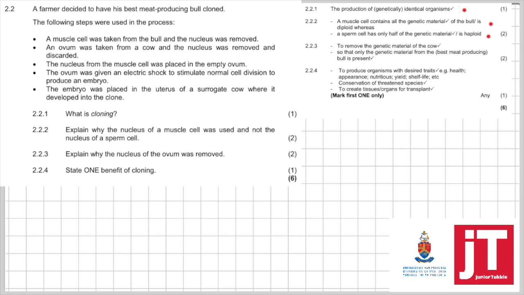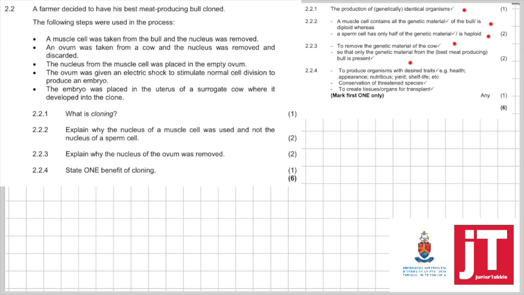2.2.3. Explain why the nucleus of the ovum was removed. Right. To remove the genetic material of the cow, so that only the genetic material from the best meat-producing bull is present. They removed the nucleus of the ovum, so you want to make sure that only the desirable trait is present. Another reason could have been you don't want the DNA from the nucleus to affect the outcome as well.